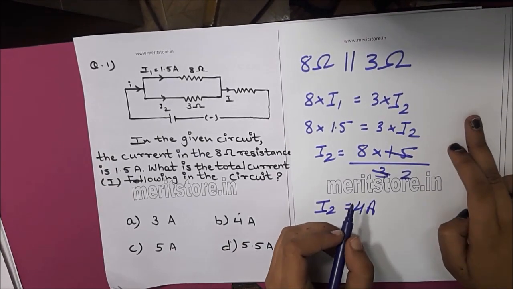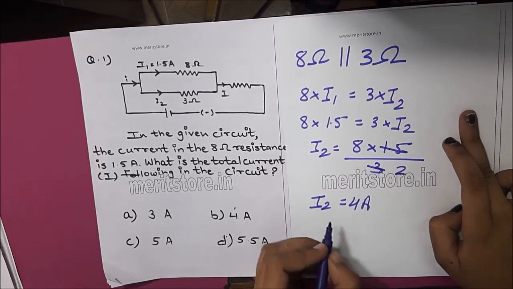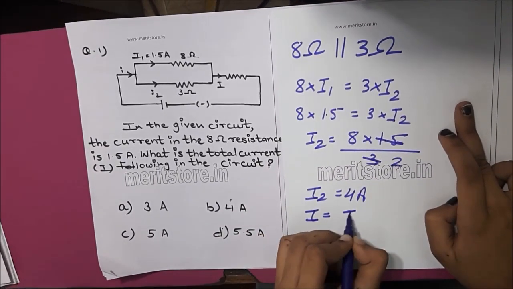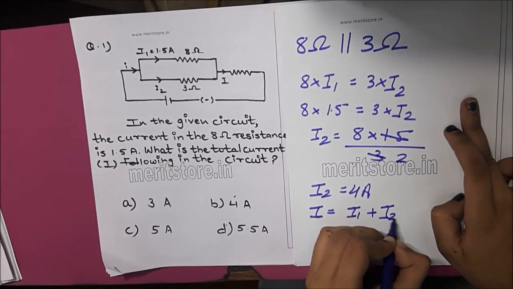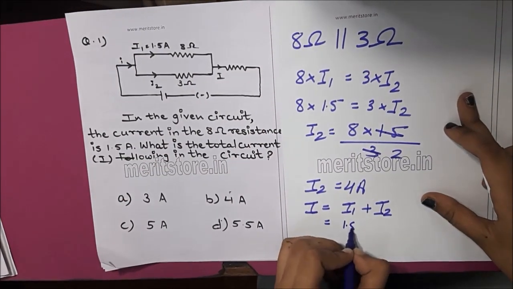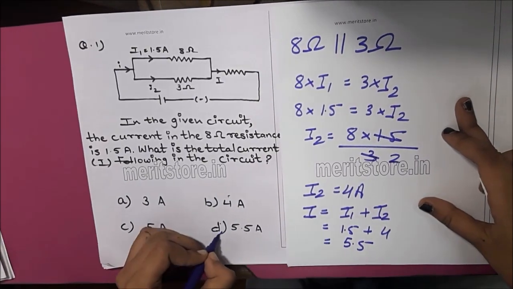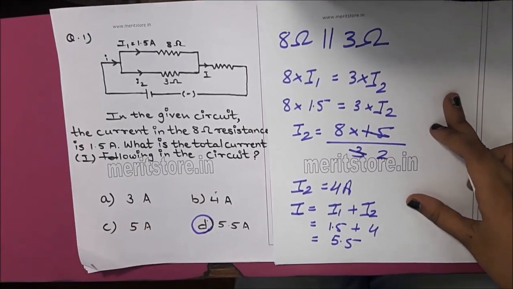But over here, we have been asked to find out the total current and not I2. Therefore, total current I will be I1 plus I2, and I1 is given as 1.5, so 1.5 plus 4, that is 5.5. Option D is the correct option.